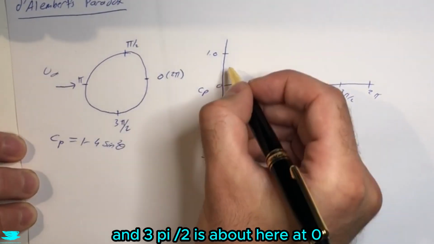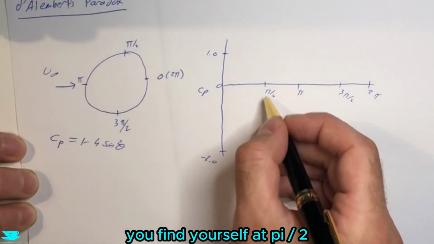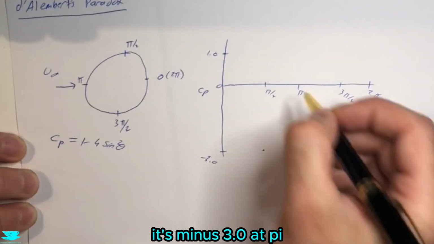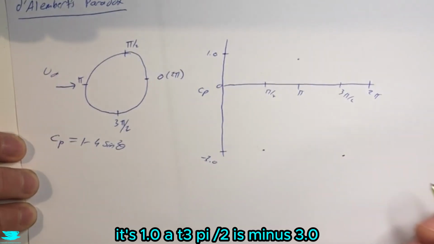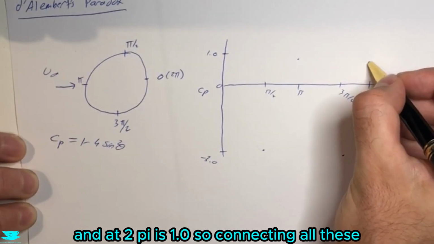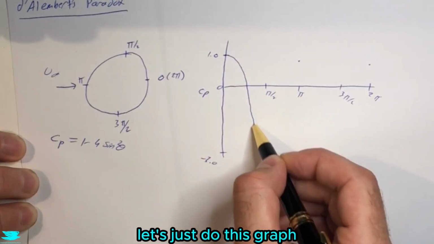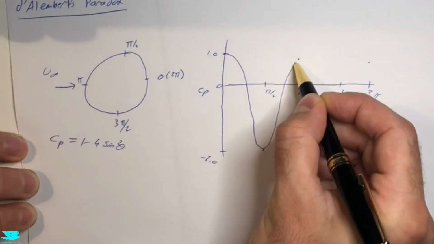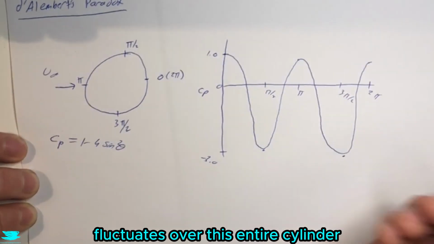At 0, the pressure coefficient is 1.0, so you can plug that in there, you find that yourself. At π/2, it's minus 3.0. At π, it's 1.0. At 3π/2, it's minus 3.0. And at 2π, it's 1.0. So connecting all these, let's just do this graph. This is how the pressure coefficient fluctuates over this entire cylinder.